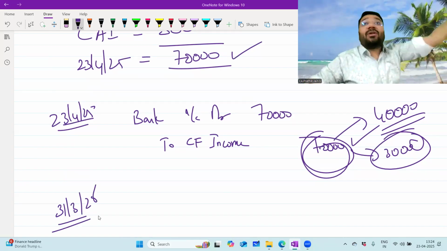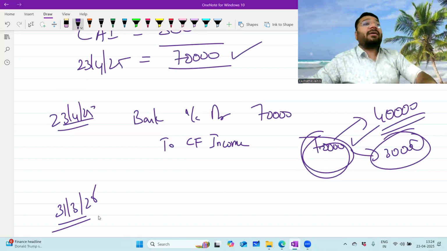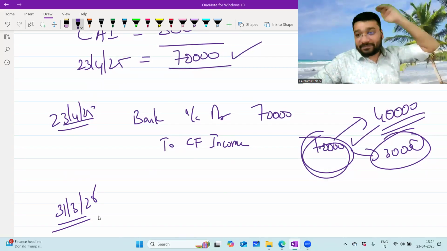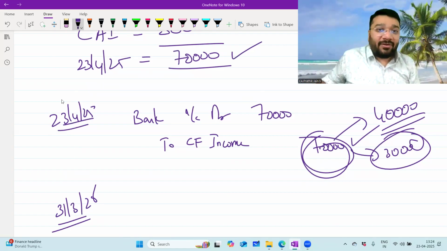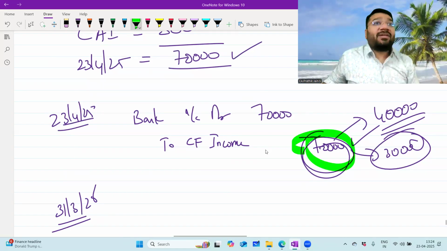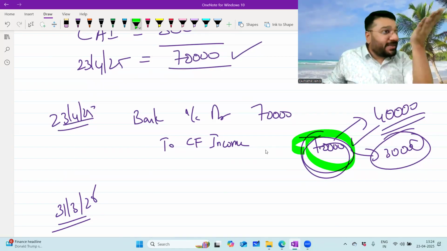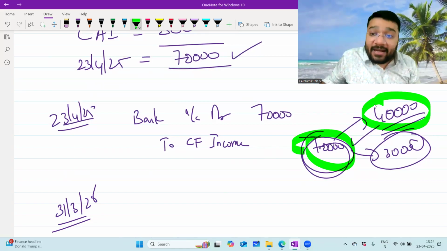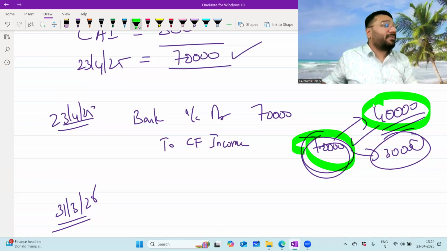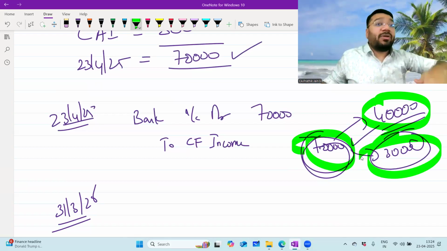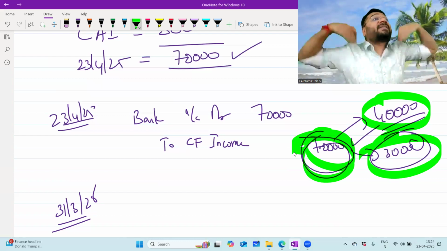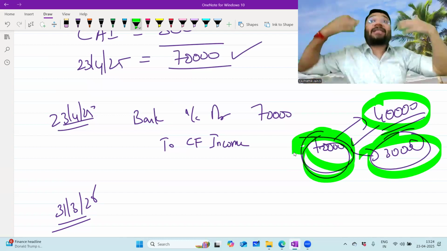31/3/26. At the end of the year you will come for auditing. What entry will you pass and what will you teach him? You will tell him, in this 70,000, the entire 70,000 is not Pratik sir's fees. In the current year, service is given only for 40,000. The remaining 30,000 service is going to be given next year only. So in this 70,000, you have recorded 30,000 extra income. In credit, you recorded an extra 30,000.